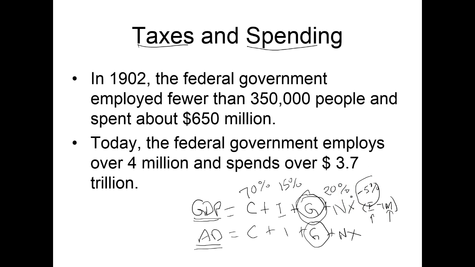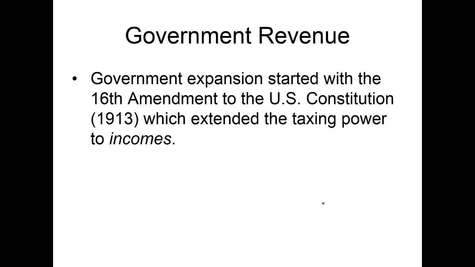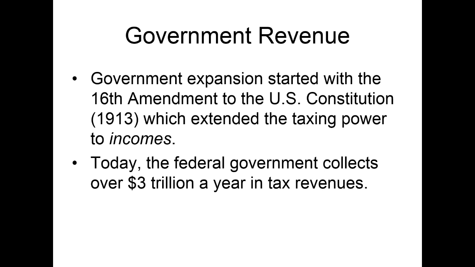So what allowed G to grow? Well, basically, the 16th Amendment to the Constitution, passed in 1913. That's when the federal government gained the ability to tax income, which allowed a lot more money to come into the government coffers, which allowed them to spend more, which allowed them to play a bigger role in the economy.